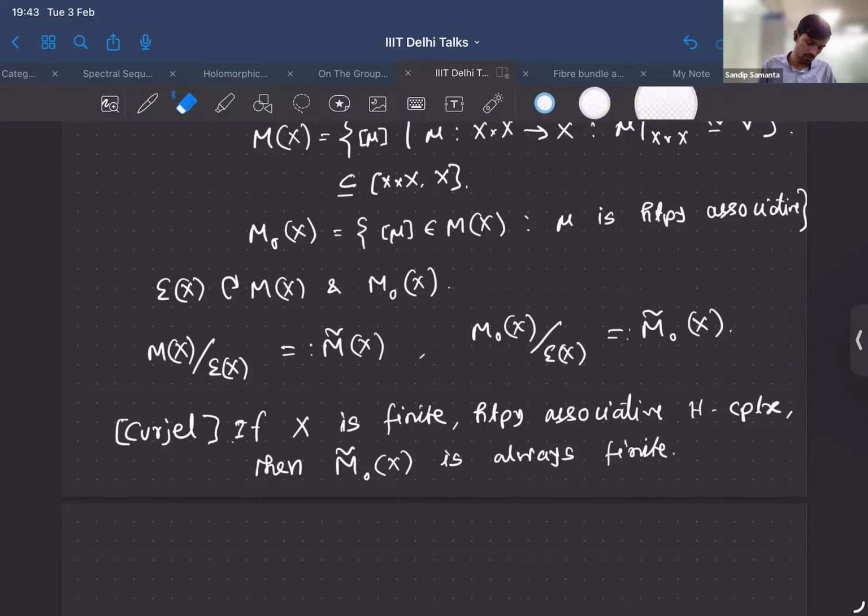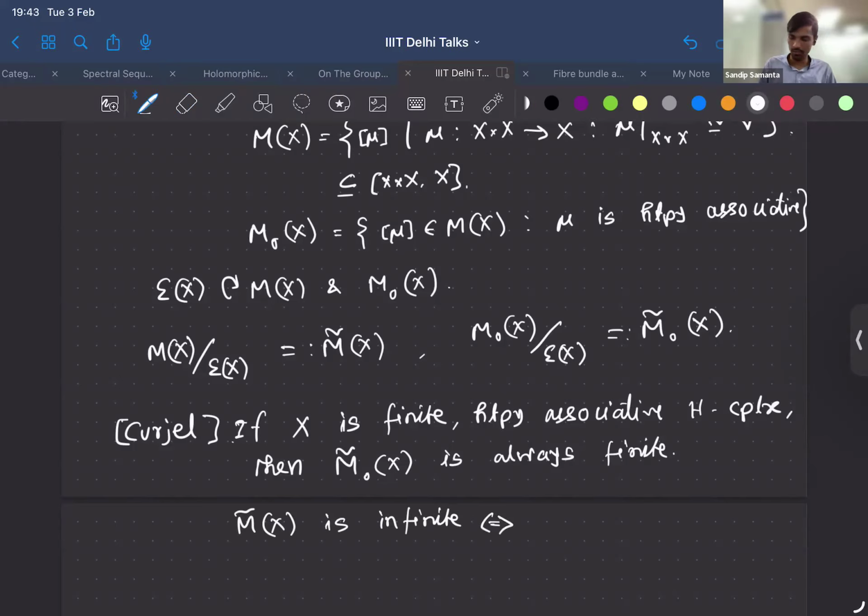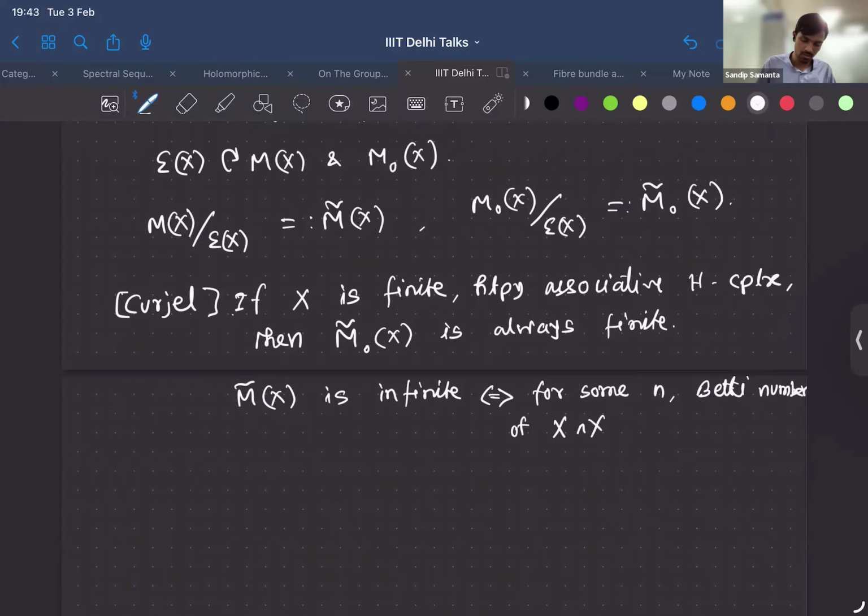And he also proved that this m tilde x is infinite if and only if, for some n, the Betti number of x times the rank of pi n of x is non-zero.